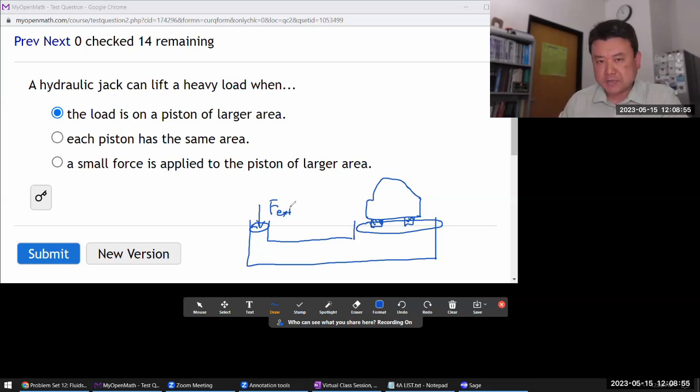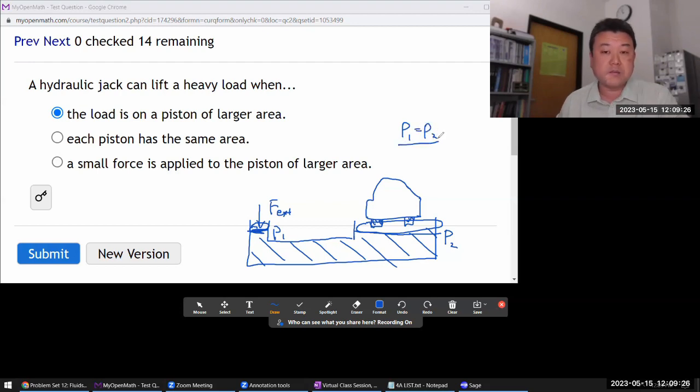And the idea is Pascal's principle, which says that if you have a change in pressure in one part of the fluid, and all of this is filled with some sort of fluid, probably not water, well, some sort of fluid, then that change is transmitted throughout. And if these two are at the same height, so that pressure one is equal to pressure two, then in a fluid static situation, this relationship holds. And since pressure is given by force per area, or flipping it around, force is pressure times area.